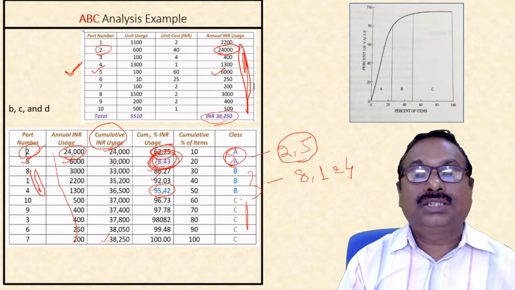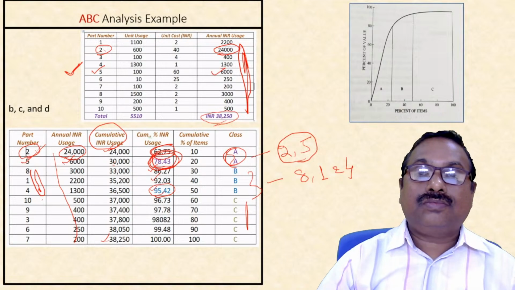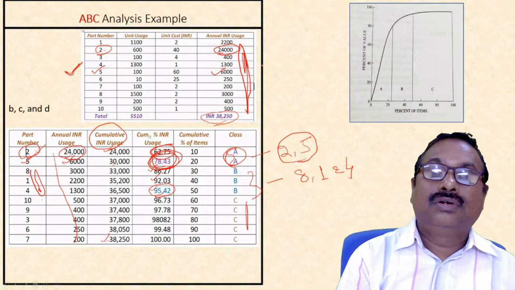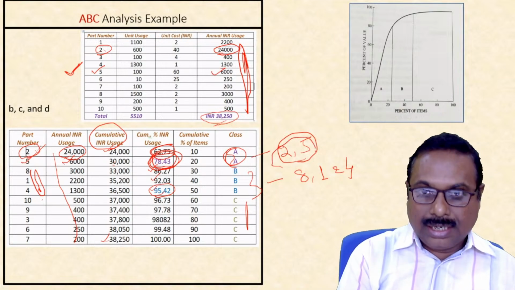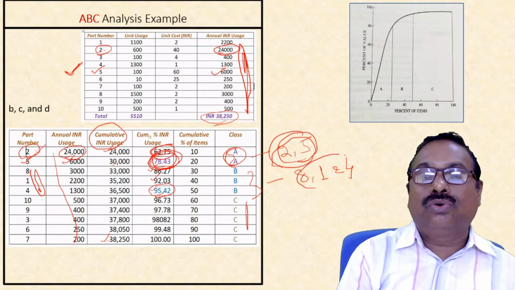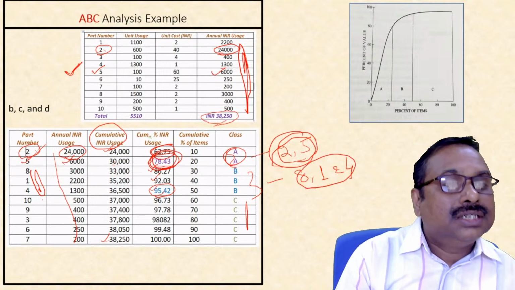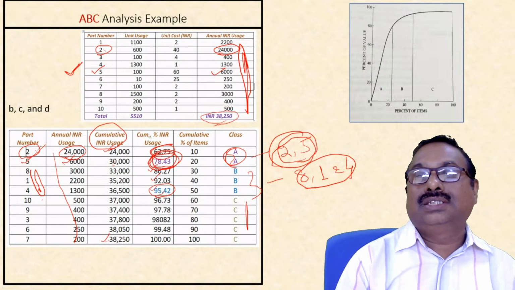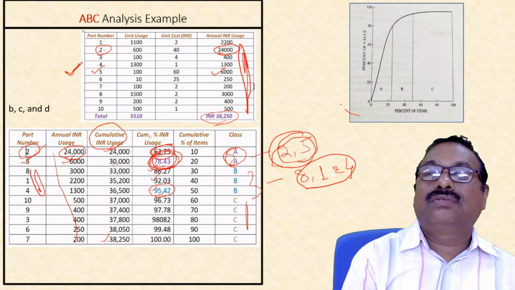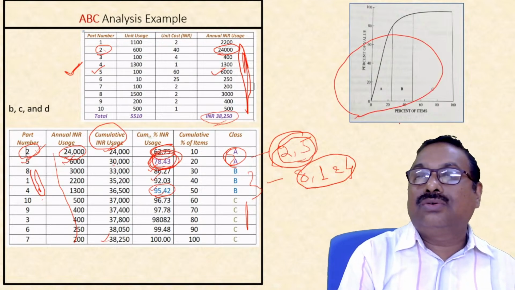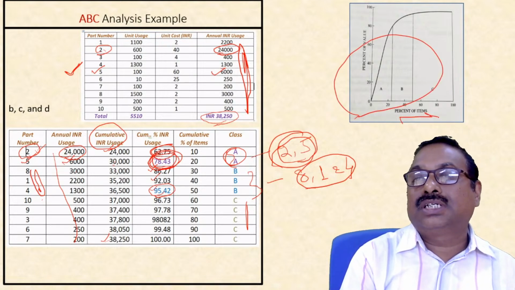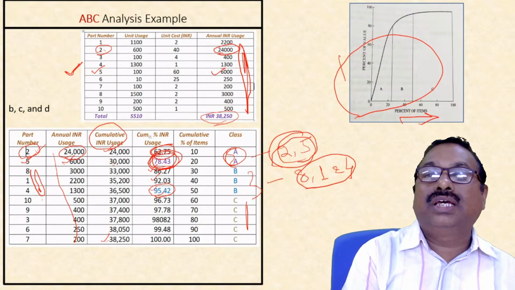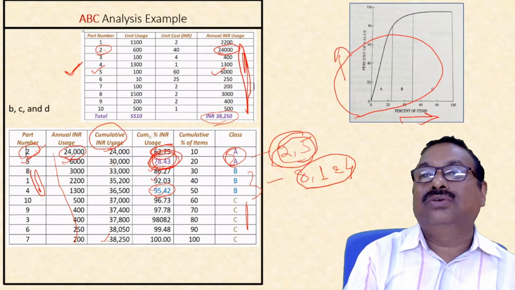So we have categorized these: 2 and 5 are A, 8, 1 and 4 are B, and the rest are C. 10, 9, 3, 6, 7 are C. Now we can plot a graph. Here we take the percentage of items on the x-axis and the percentage of value on the y-axis.